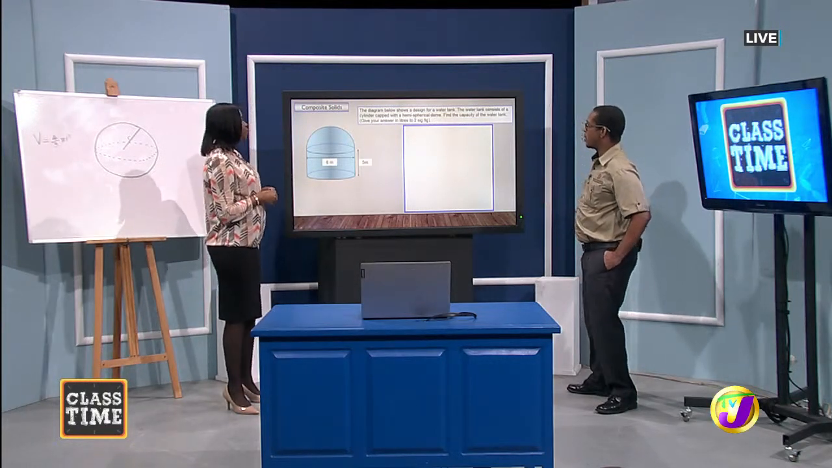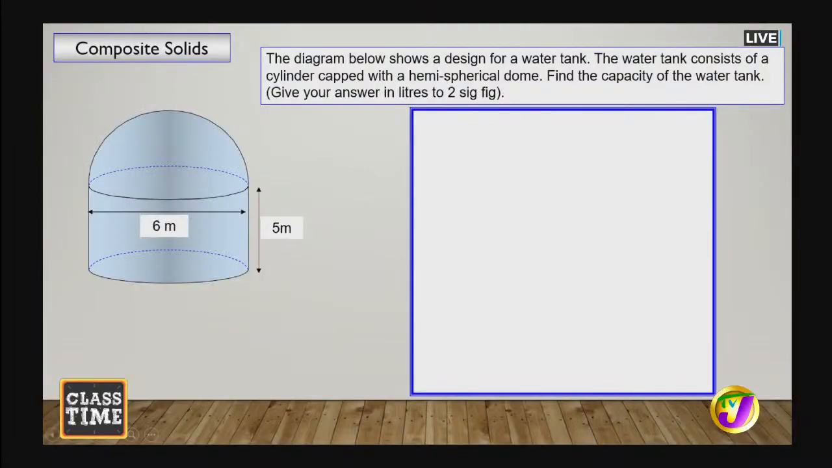Okay, let us look at this question. The diagram below shows a design of a water tank. The water tank consists of a cylinder capped with a hemispherical dome.